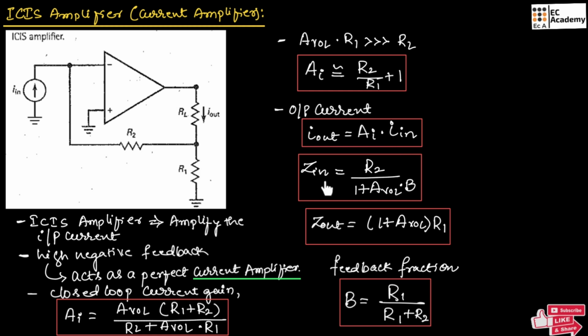The input impedance can be written as R2 divided by 1 plus AVOL into B, and output impedance can be written as 1 plus AVOL into R1. The feedback fraction B can be written as R1 divided by R1 plus R2. So remember all these formulas so that we can solve the problems.